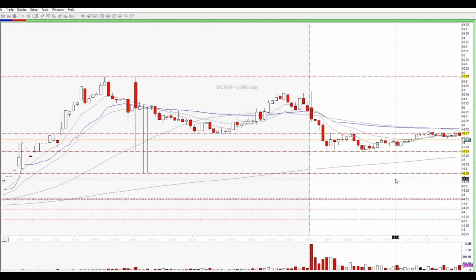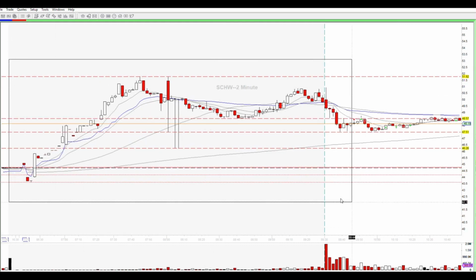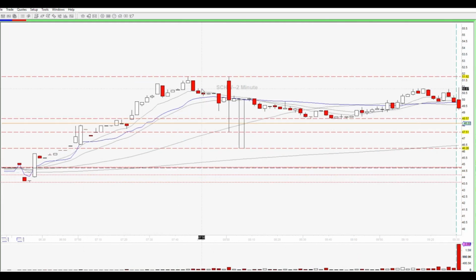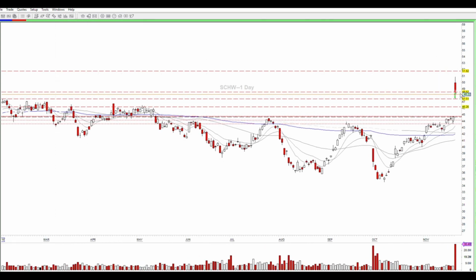So what I did was I looked at Schwab today. And as always, from my previous videos, you know I like to look at the pre-market action. So this is the pre-market action, and I marked out my highs and lows on Schwab. Just for reference, here's the daily. We gapped up into a pretty clean trading area here.